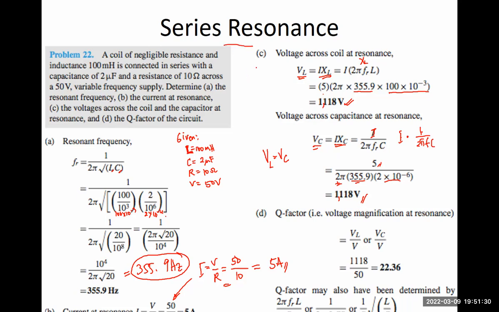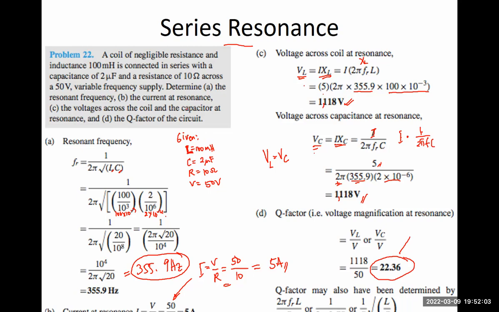Now, to get the Q factor or the voltage magnification at resonance, we could make use of VL or VC and then divide it by the supply voltage V. So VL now would be equal to 1,118 divided by 50, and the Q factor now would be equal to 22.36. So that is our Q factor.